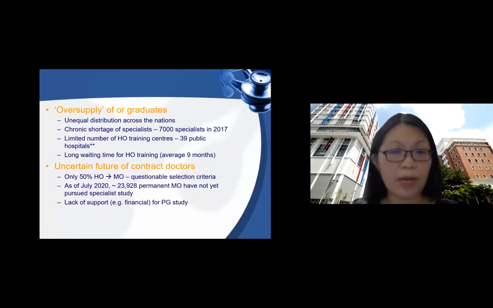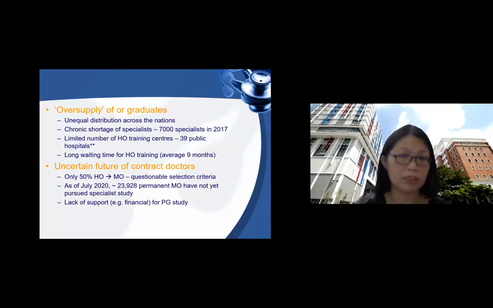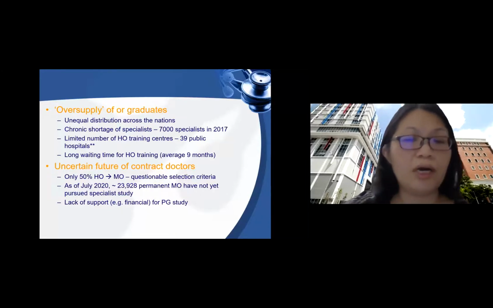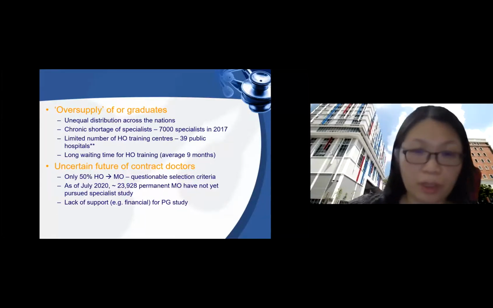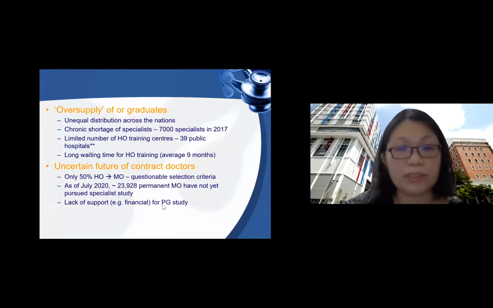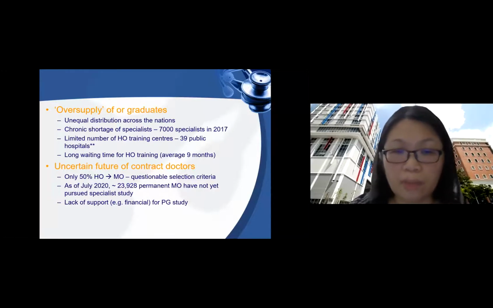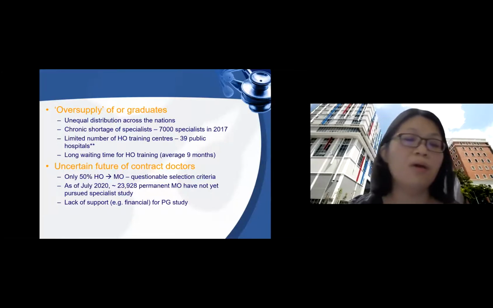So this particular policy actually hinders the training of medical officers in our country, because in 2020, according to the report, only 50% of the HO were absorbed into the public sector, and the criteria by which the contracts are given to these MO are questionable. The selection criteria are not clear, they're very ambiguous, right?